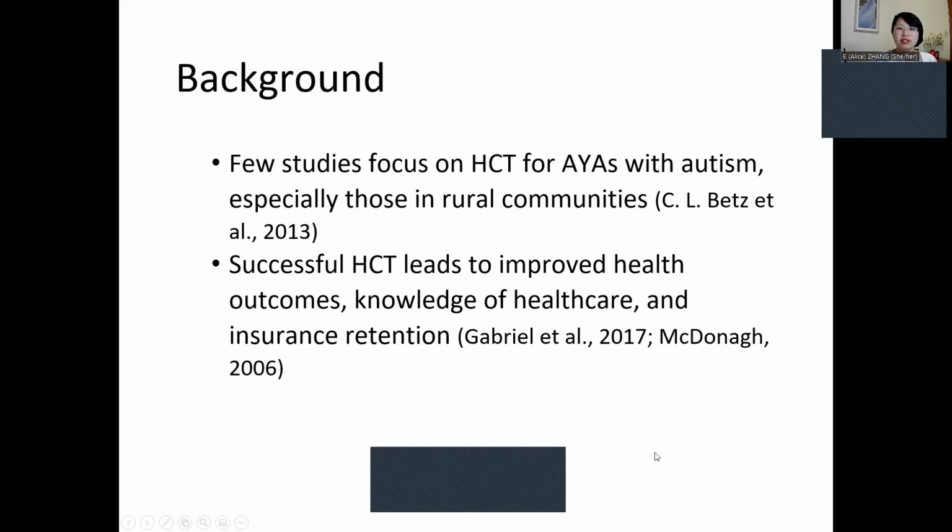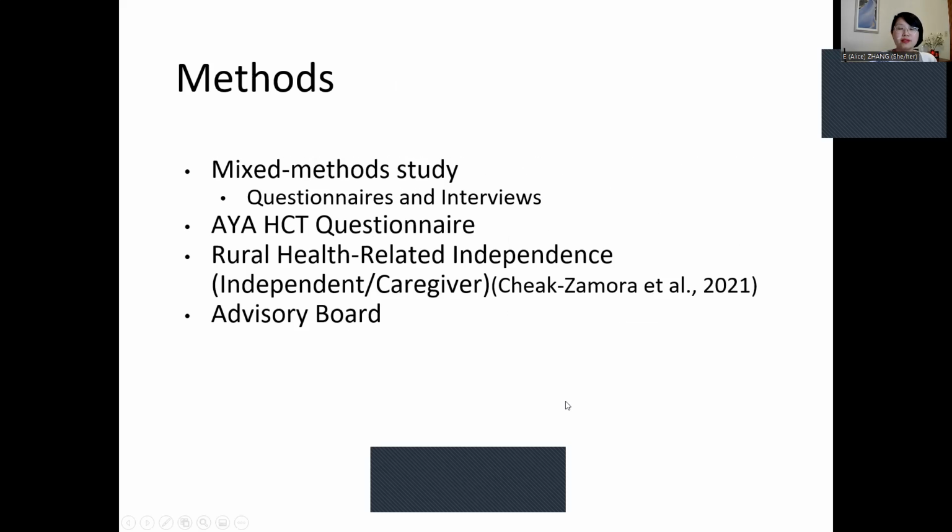The background of this study includes field studies focused on HCT for AYAs with autism, particularly those living in rural communities. Successful HCT leads to improved health outcomes, knowledge of healthcare, and insurance retention. The methods used in this study are a mixed methods methodology. It includes questionnaires and interviews.